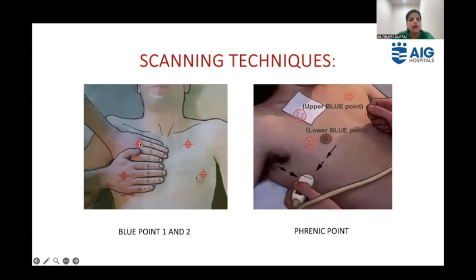The middle portion of the upper hand is your BLUE point 1. The middle portion of the lower hand is BLUE point 2. So we have a total of 4 points for the anterior chest. Coming to the phrenic point, this is nothing but the intersection between the phrenic line and the mid axillary line. The phrenic line is where the diaphragm attaches to the thorax. This is the phrenic point, and this will cover the lateral chest.